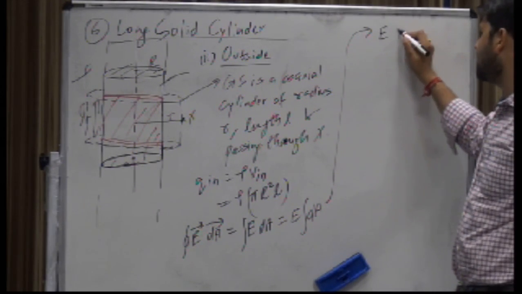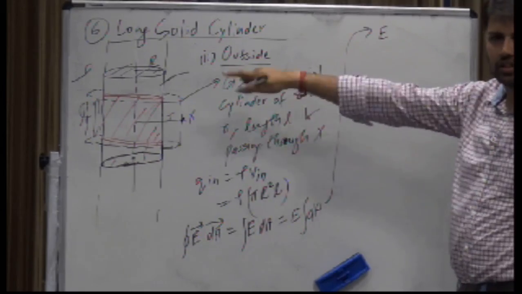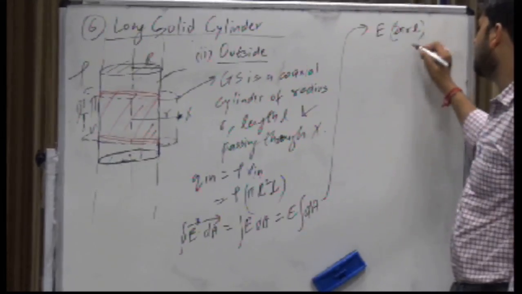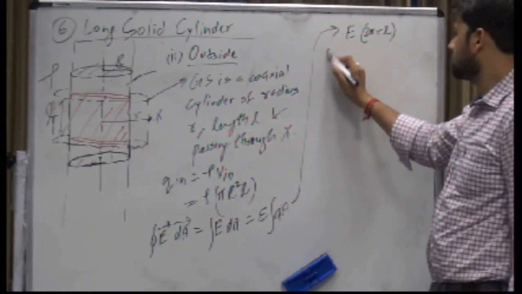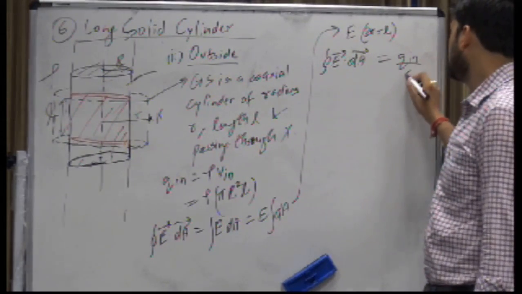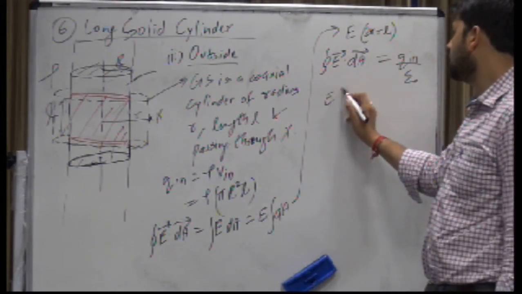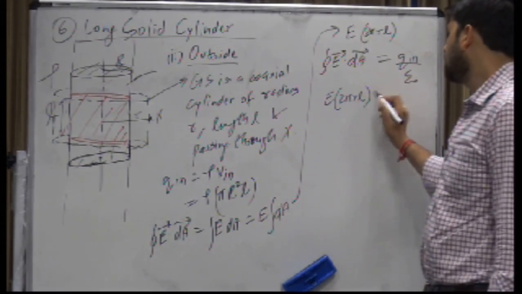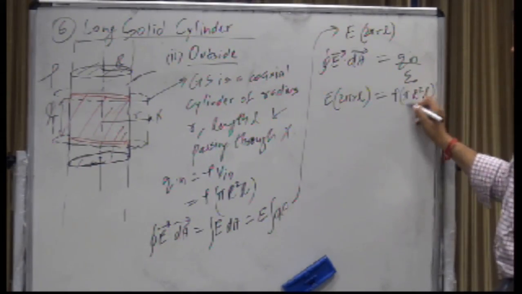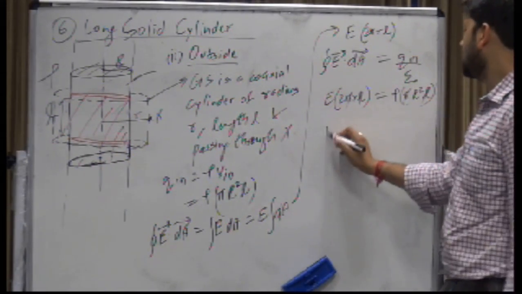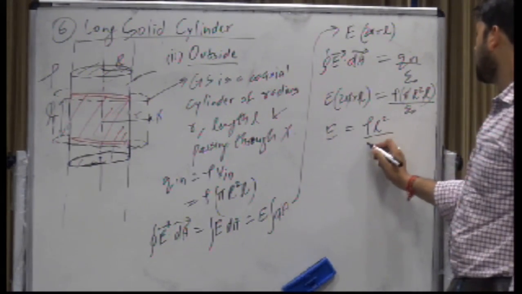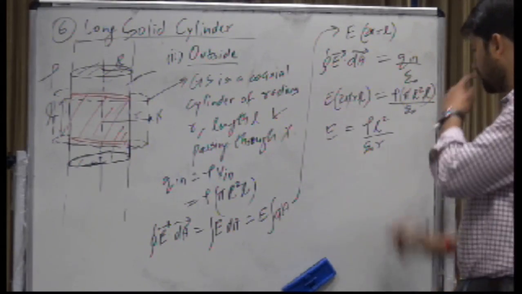So E into the curved surface area, which is 2 pi r l. This is Gauss law, and this is E into 2 pi r l equals rho pi capital R square l by epsilon naught. So pi cancels, l cancels, E is rho R square upon 2 epsilon naught r, sorry, I missed the 2 epsilon naught r.